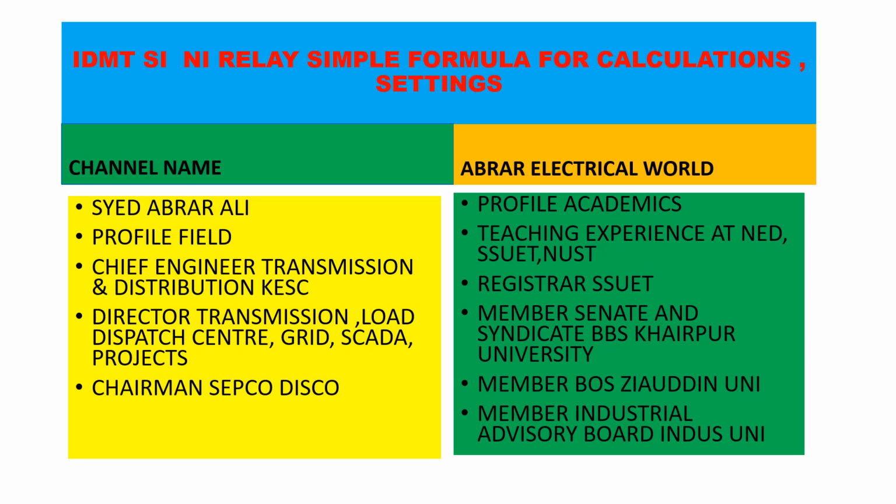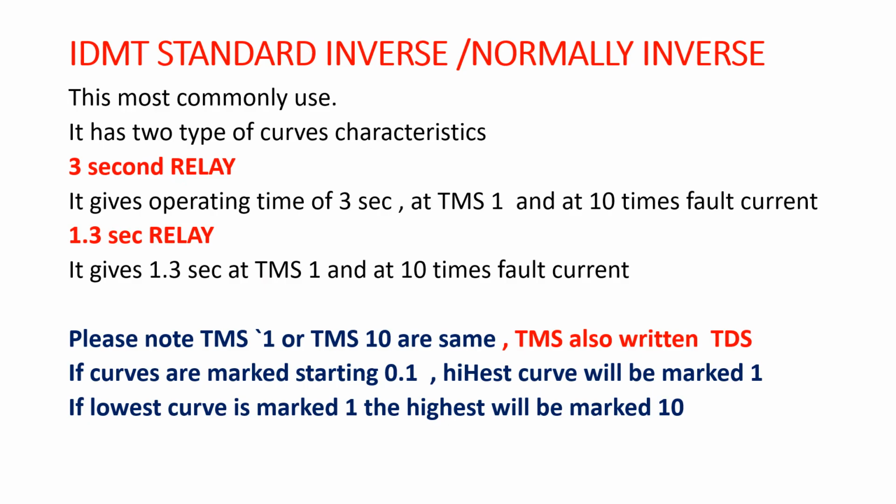Now let's see, we are going to discuss here the very simple formula for calculation of the operating time for the IDMT, inverse definite minimum time relay of standard inverse or normally inverse as per IEC. The formula is very genuine and very simple. Now see, there are two kinds of IDMT, standard inverse or normally inverse relays.